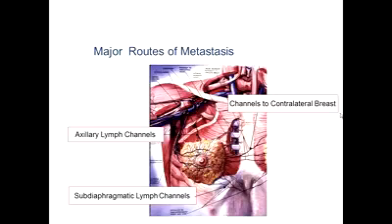Major routes of metastasis: axillary lymph channels, subdiaphragmatic lymph channels, channels to the contralateral breast. And similarly, we have other routes of spread like blood-borne spread to the lungs, to the brain, to the skin, and to other parts. Then direct spread from the skin to the deeper muscle to the chest wall.